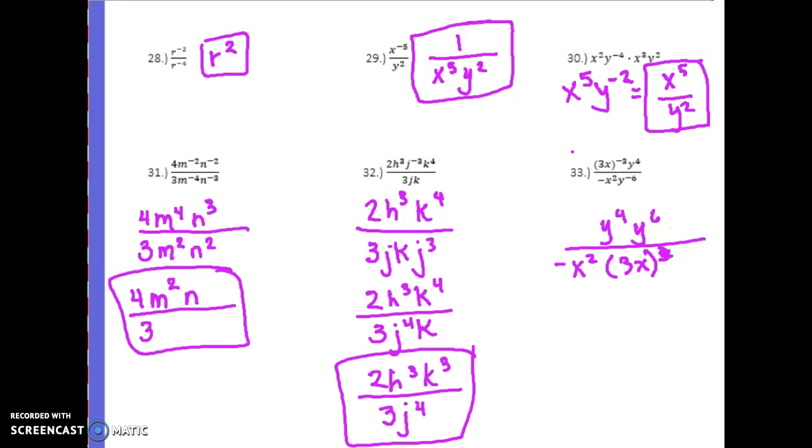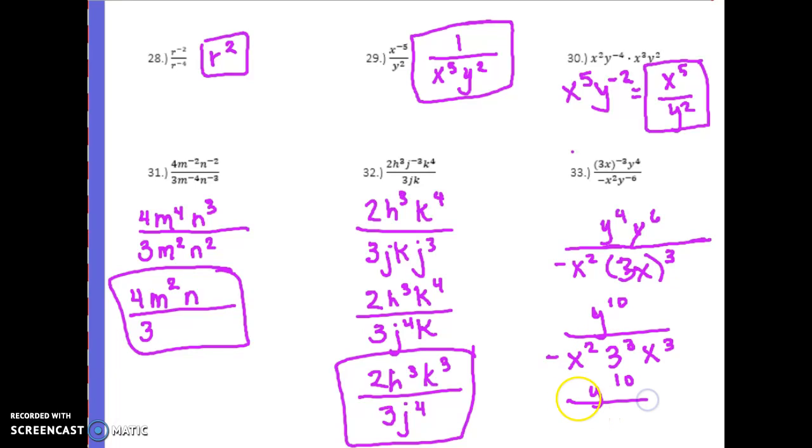Whoops, it should be to the 3rd, hard to see. Let's erase that. So 3x, okay, 3x, and that's going to be to the 3rd power. Okay, y to the 4th times y to the 6th is y to the 10th. Okay, and then we end up with negative x squared. My 3 is to the 3rd power, my x is cubed. Okay, then we're going to pull 3 to the 3rd out, so we get y to the 10th, all over negative 27, because 3 to the 3rd is 27, and then our x is going to be to the 5th power. Okay, so there's our final answer.